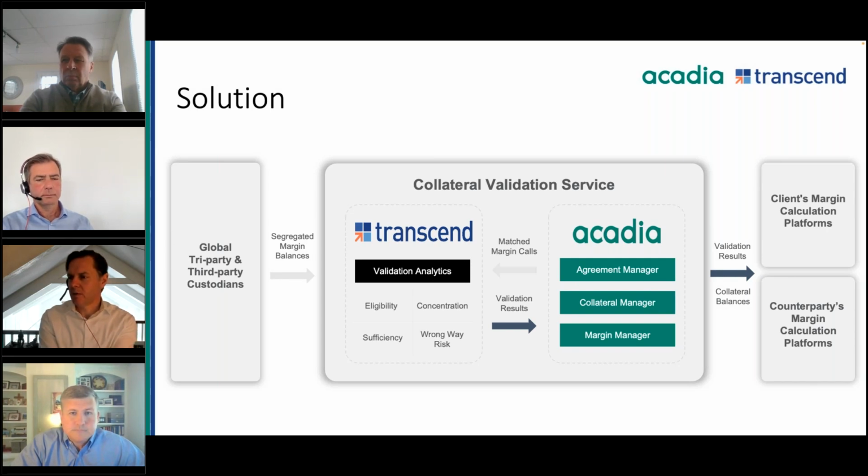And which of those positions were contributing to a breach, right? Because eligibility is quite specific. You can point at a particular line, but with concentration, where it's a percentage of certain types of assets, you need to be able to see which of those securities would result in that. So it's giving that granularity there.